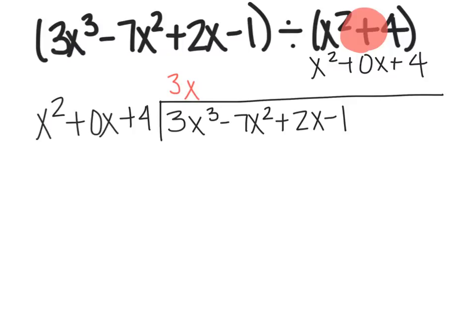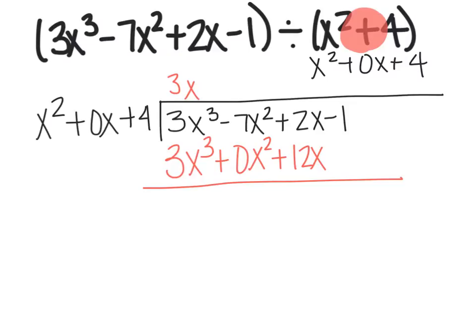So I'm going to go ahead and multiply that. So now I multiply 3x times x squared, which is 3x to the third. And then I'm going to multiply 3x times 0x. Well, 3 times 0 is 0, and then x times x gives me x squared. And then I have 3x, I'm going to multiply that by 4. Well, 3x times 4 would be 12x.